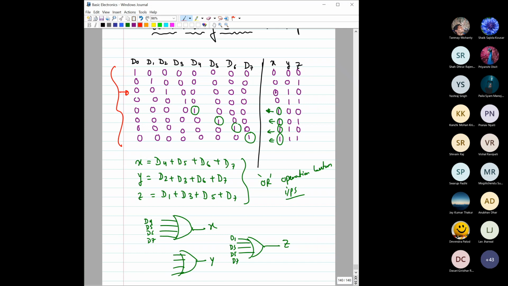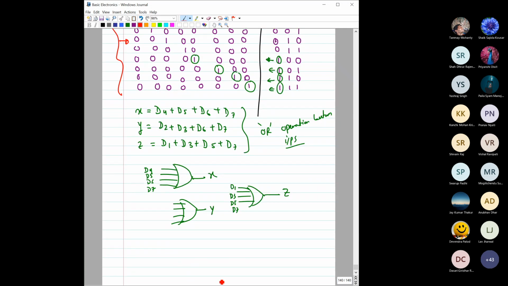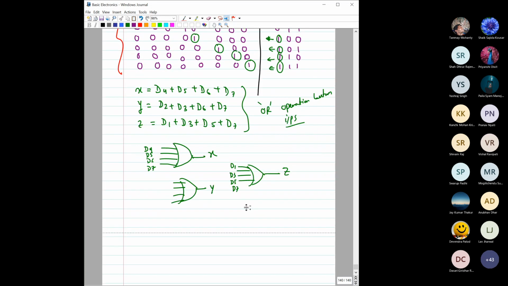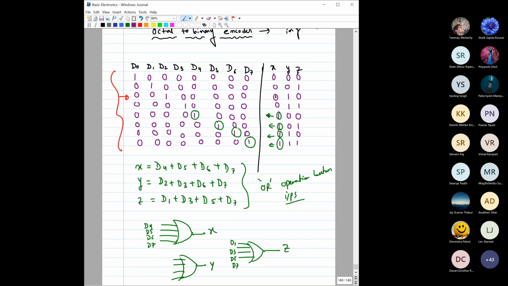To solve that issue, we will not go into much detail for that part, but it is simply called a priority encoder. So what a priority encoder does is something like this.